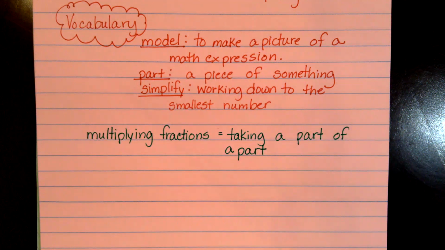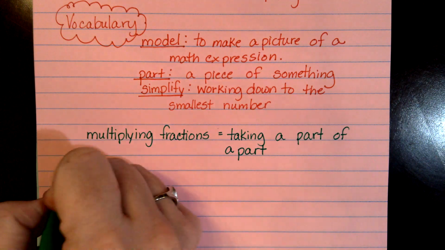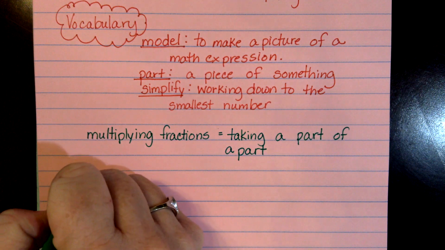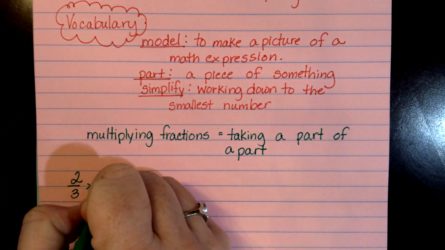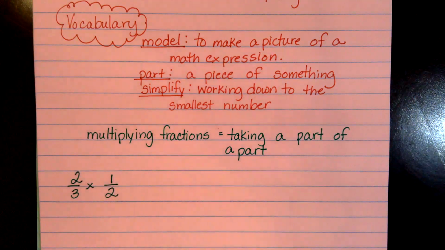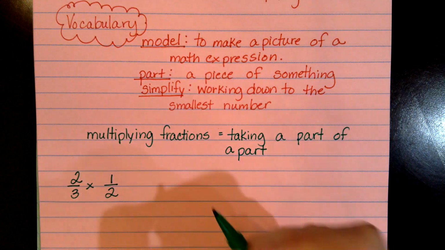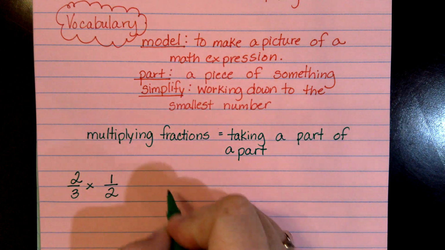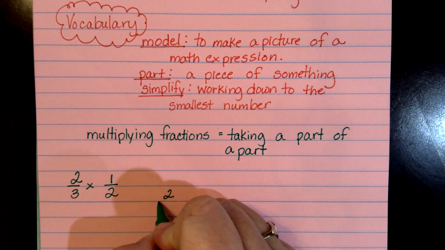So it's important to understand that there are a couple of different strategies. The first strategy is by using the model of a bar graph. So let's say that we had 2/3 times 1/2. The first thing that we're going to do is we're going to draw a model of 2/3.